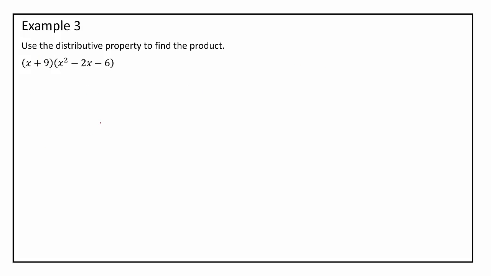Whenever we don't have a binomial times a binomial, what we normally do is we go back to using the distributive property. And this would work with a binomial times a binomial as well. We just a lot of times choose to use foiling instead. What I'm going to do here is start with the x, and multiply it by everything that's inside of our second parentheses.